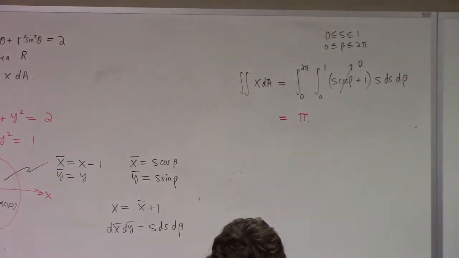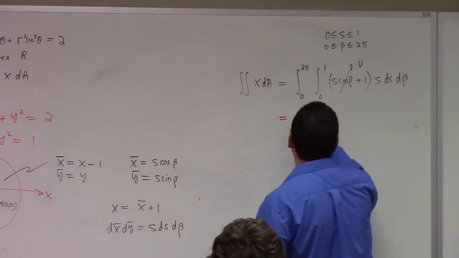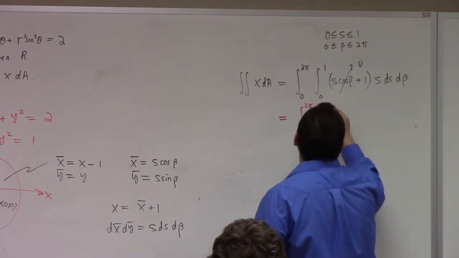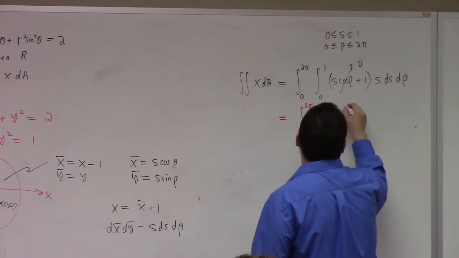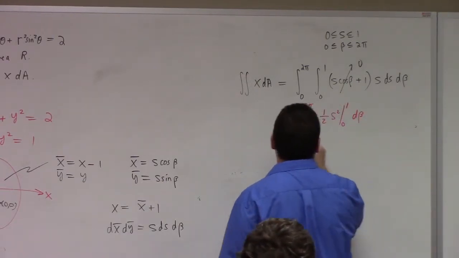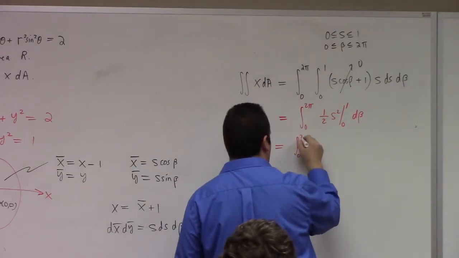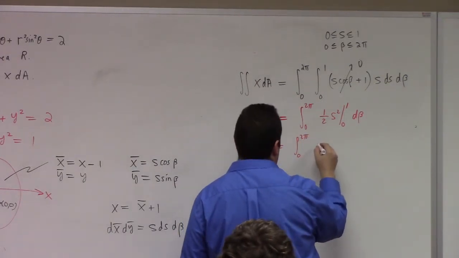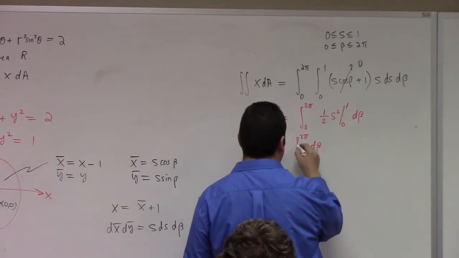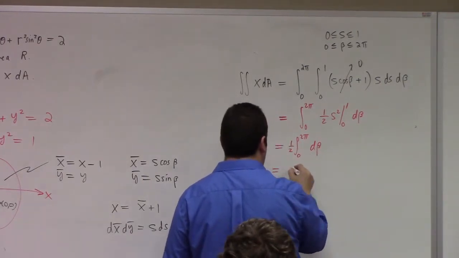I skipped a step, sorry. Integral from 0 to 2 pi, 1/2 s squared evaluated from 0 to 1 d beta, which is the integral from 0 to 2 pi of d beta over 2, which is pi.